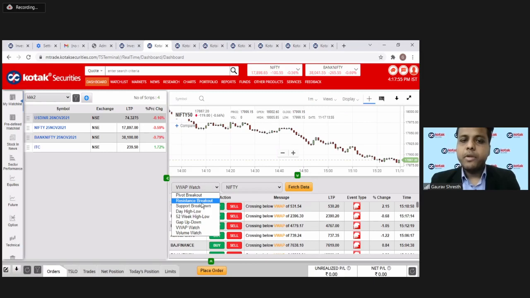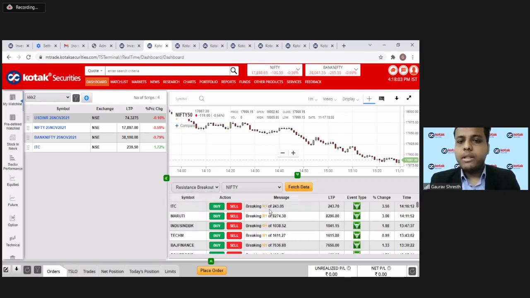To give an example of a resistance, let's suppose I've selected resistance breakout and Nifty and I click on fresh data. So what happens? Any stock which has broken the R1 or R2, that information will come up, and on the right hand side you can see the time for the same. Okay. Similarly, I can select support breakdown and click on fresh data. In a support breakdown, any stock which is in a bearish momentum right now will show up. So you can see the bearish momentum sign over here. Sun Pharma today has broken down and the support level was 790.5.